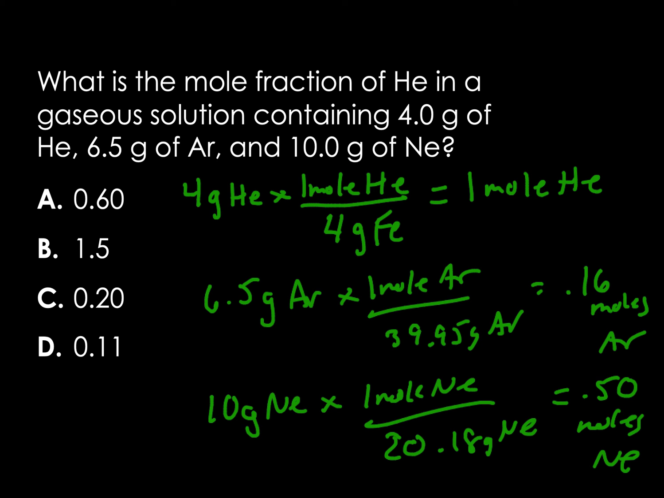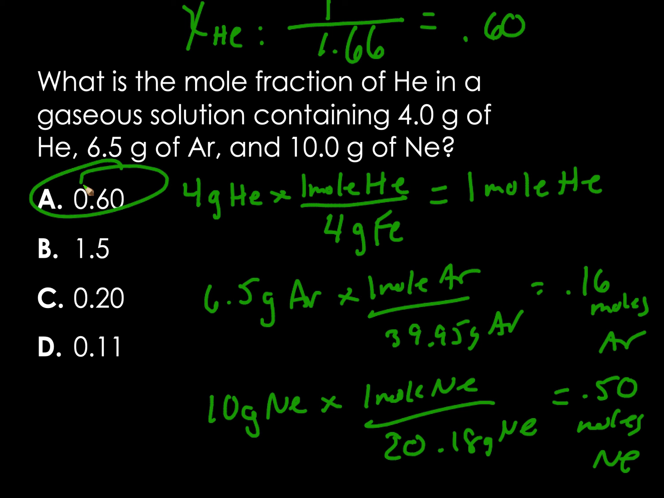So now we want to know the mole fraction. I'll just do it up here. For He, helium would be 1 all over 1 plus 0.16 plus 0.50, and we get 1.66. So 1 divided by 1.66 would give me 0.60, which is the answer for A. And this concludes our video on mole fraction.